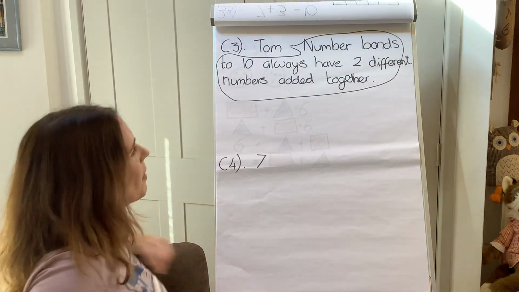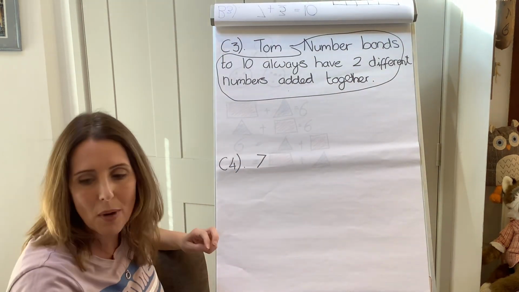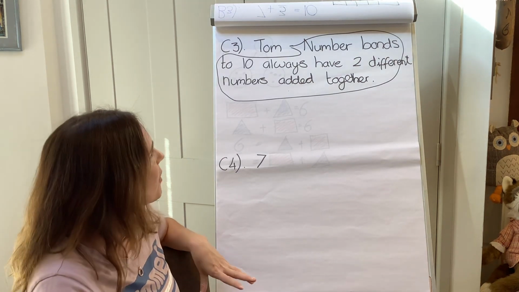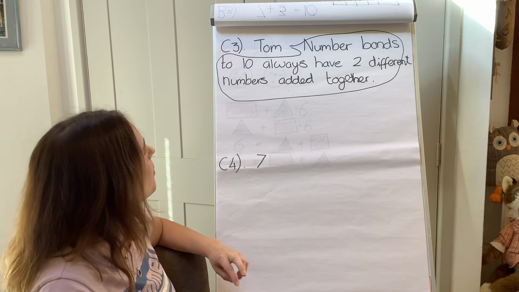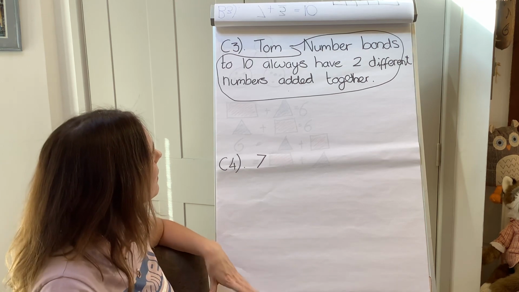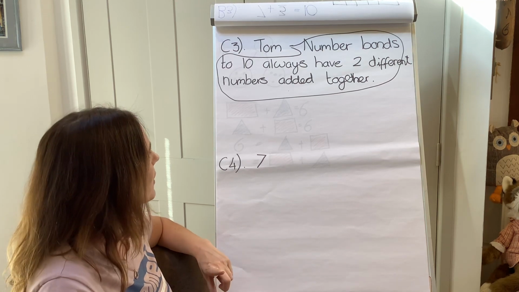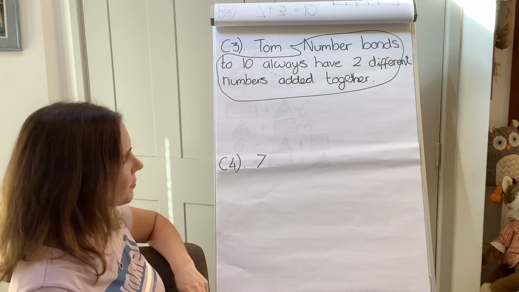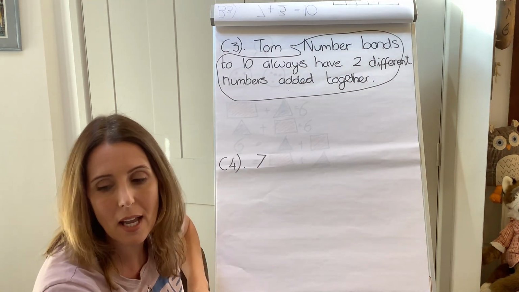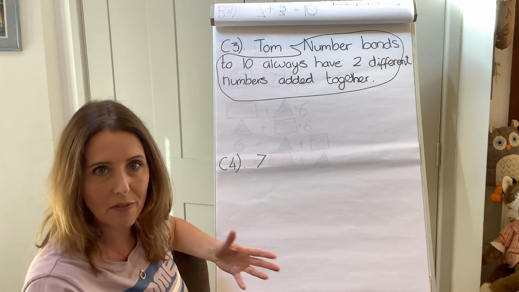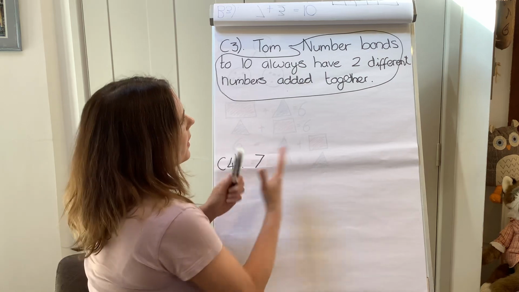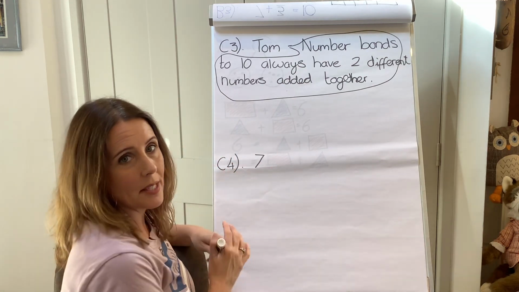Okay, those of you who went for the challenge of column C, well done. So, question C3, Tom, he says number bonds to 10 always have 2 different numbers added together. Is this true? And I asked you to explain and justify your answer to this. Okay, so what you need to do is show how you've worked this out.